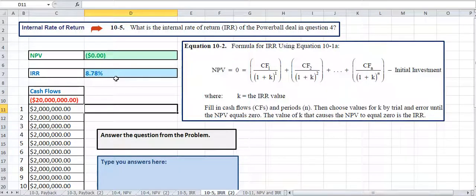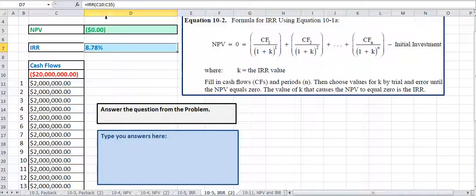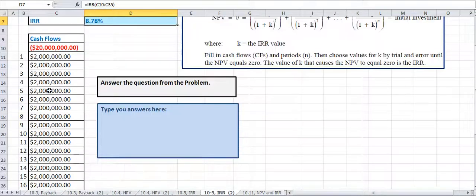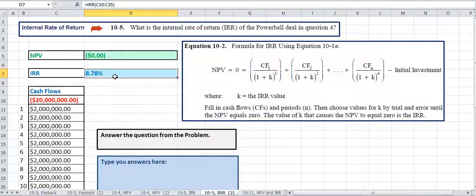Now, how did I do this? Well, what I did was I put in the formula down here. Right here is really easy. If you look up at the top in the address bar, in order to get the internal rate of return in an Excel spreadsheet, you just simply go equals IRR and then put in parentheses your negative cash flow and then all your positive cash flows. So this is C10 through C35, which I put right up here, and that's going to give us our internal rate of return. It's doing this formula right here in Excel. This would take you forever to do by hand.